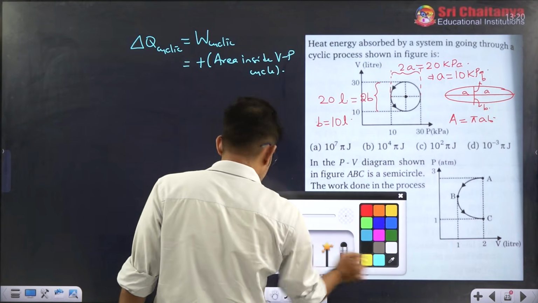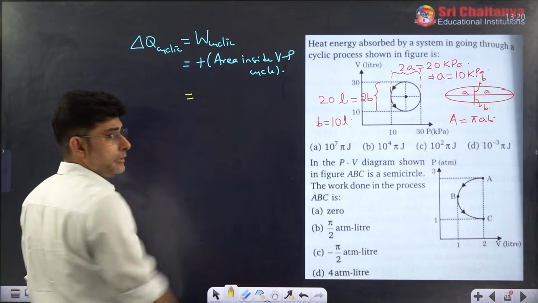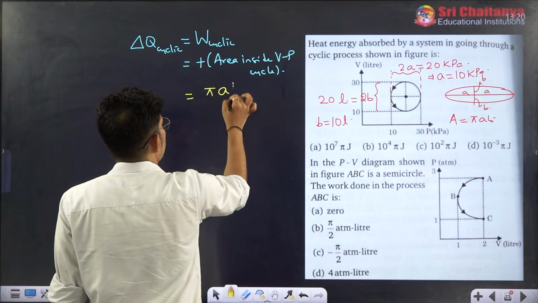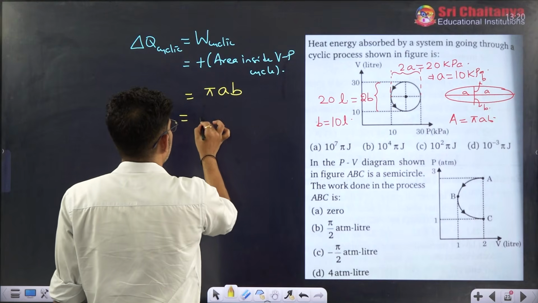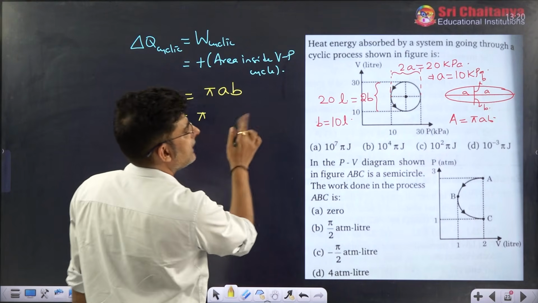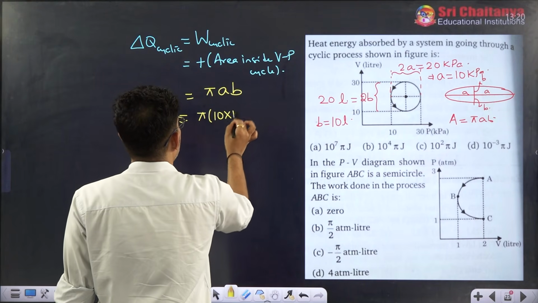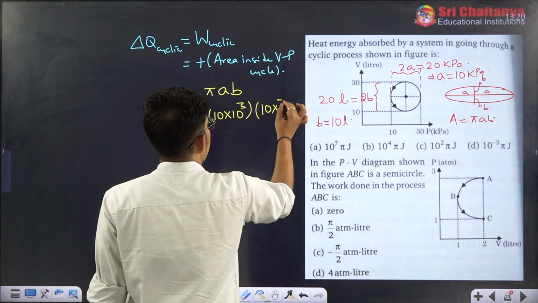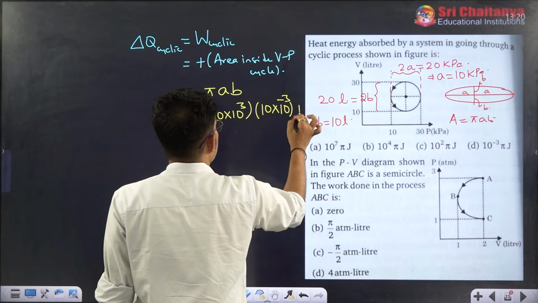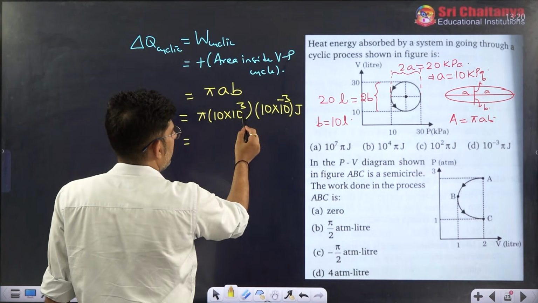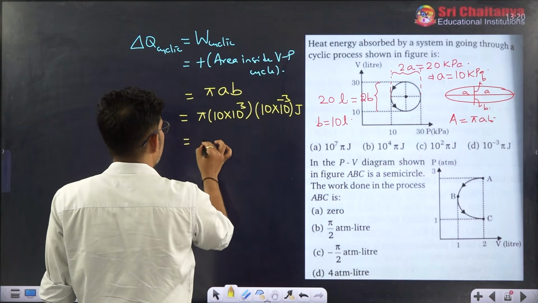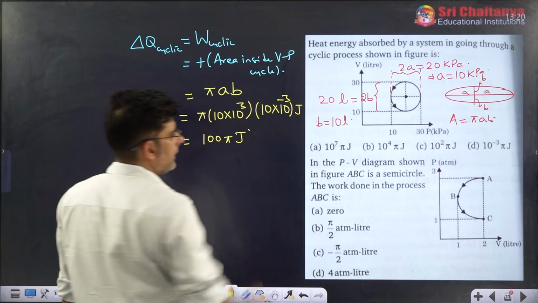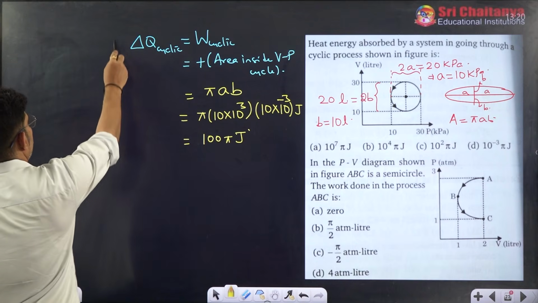Now as I said, it is a VP graph and anti-clockwise, so it will be positive area. So we will write pi AB with proper units now. A is given as 10 kilopascal, so 10 into 10 to the power 3 in SI units. B is 10 liter, and 1 liter is 10 to the power minus 3 meter cube. So it will come in joules. From here 10 cube, 10 power minus 3 gone, so 100 pi joules. So 10 square pi or 100 pi joule. This is the answer for the first one.